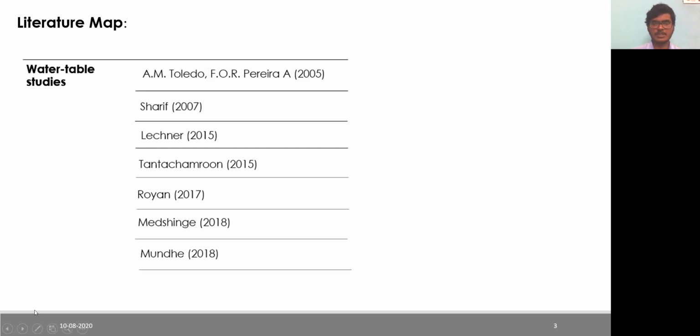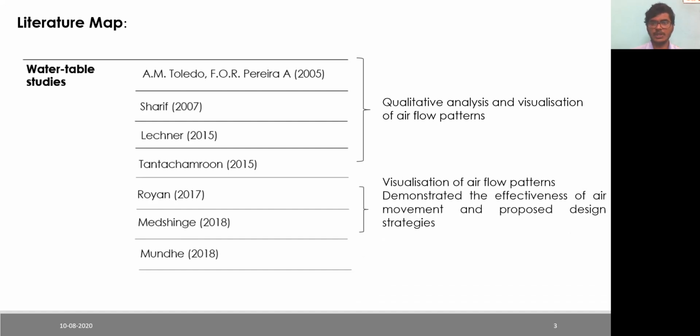So a literature study has been conducted to know previous research work on water table. It is observed that few research works have been conducted on the water table analysis. These analyses are mostly focused on qualitative visualization of flow patterns, which demonstrated air movement and proposed design strategies. Recent studies have also derived the quantification of these flow patterns. However, the limiting size or the scale has not been recorded in this literature. Hence, it is important to know the scale for which the experiment is to be conducted for the water table.